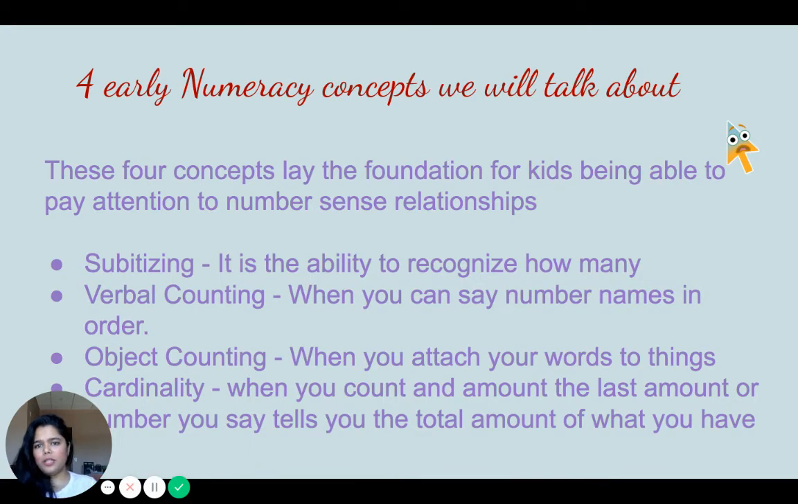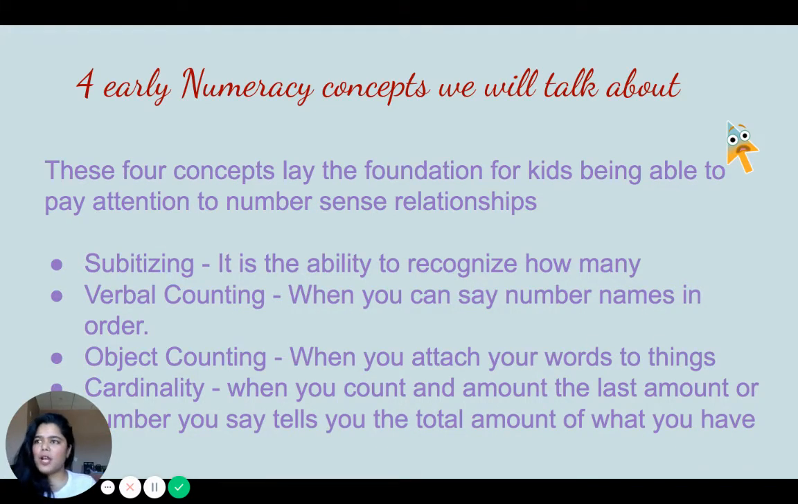So there are four early numeracy concepts that we will be talking about. Number one is subitizing. Subitizing is the ability to recognize a number of objects or items presented to a child. So if I give a child 5 objects, they should be able to tell me it's 5 without having to calculate, finger count, verbal count, or object count.